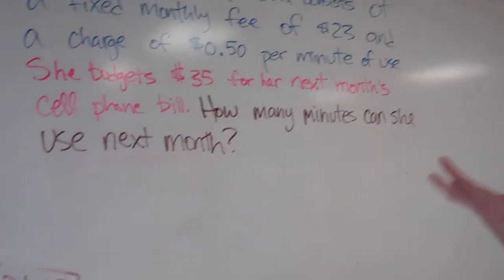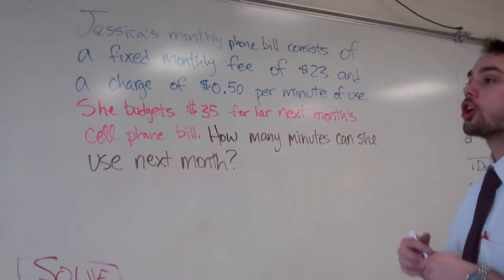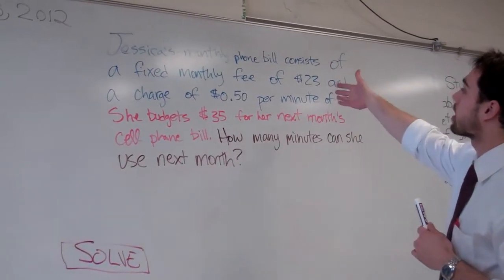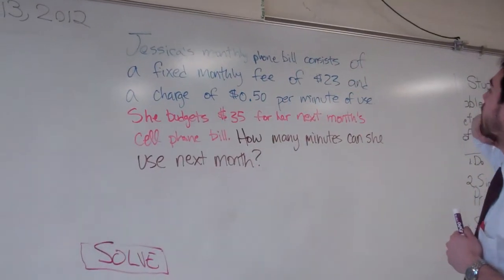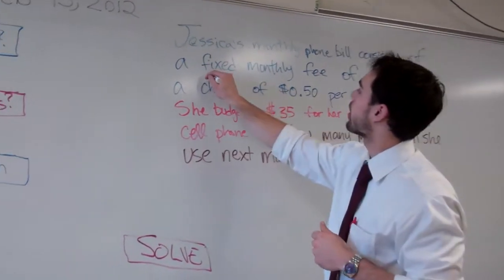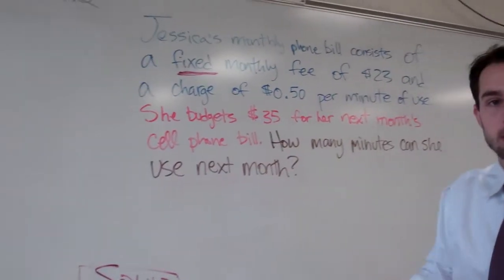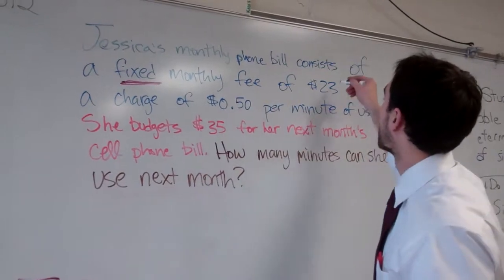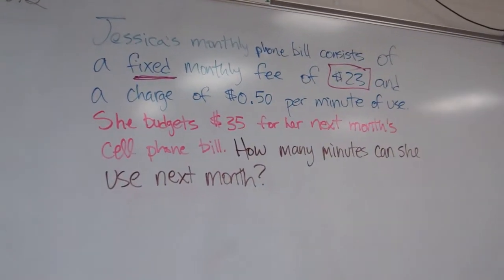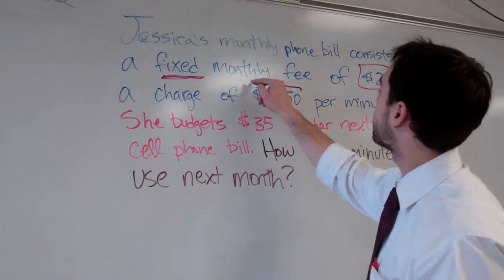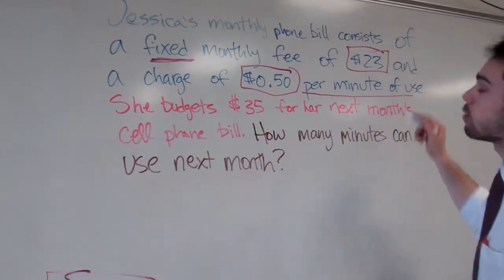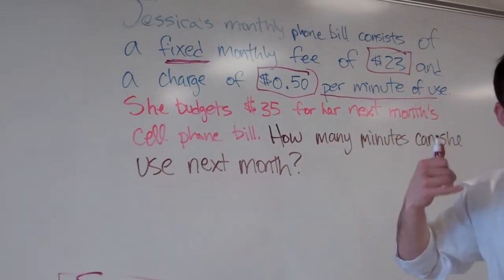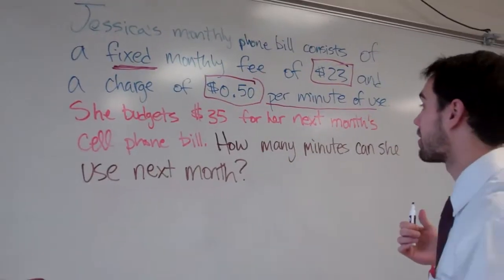Okay, so once you read through it, get a general idea of the problem, go back through it and mark up the key things. So I am reading through this, the first sentence, which is the blue sentence. Jessica's monthly phone bill consists of a fixed monthly fee. Well, fixed. When something's fixed, it doesn't change. It just stays the same every month. So a fixed monthly fee of $23 and a charge of 50 cents per minute of use. So if her phone call lasts 2 minutes, she's got to shell out $1. Man, Verizon's killing her on this.